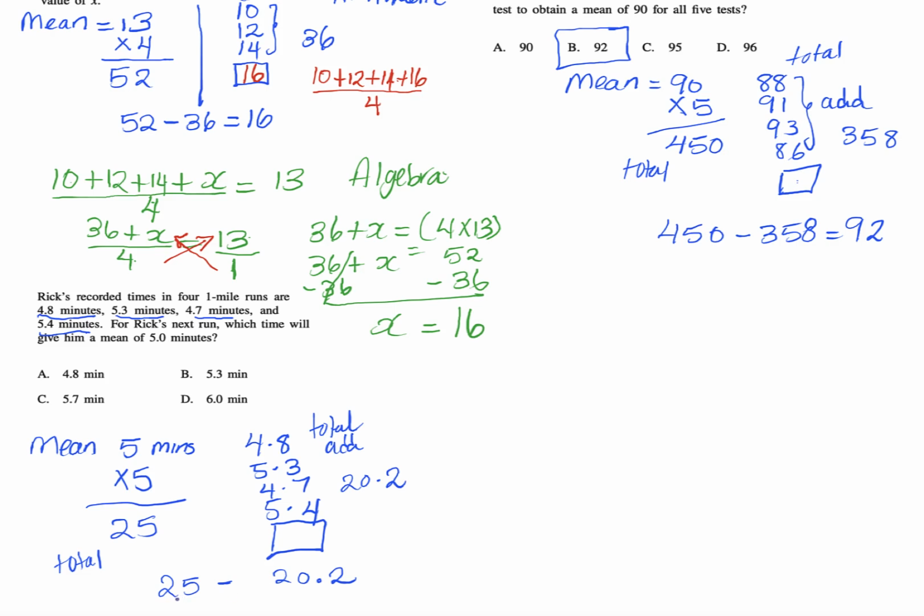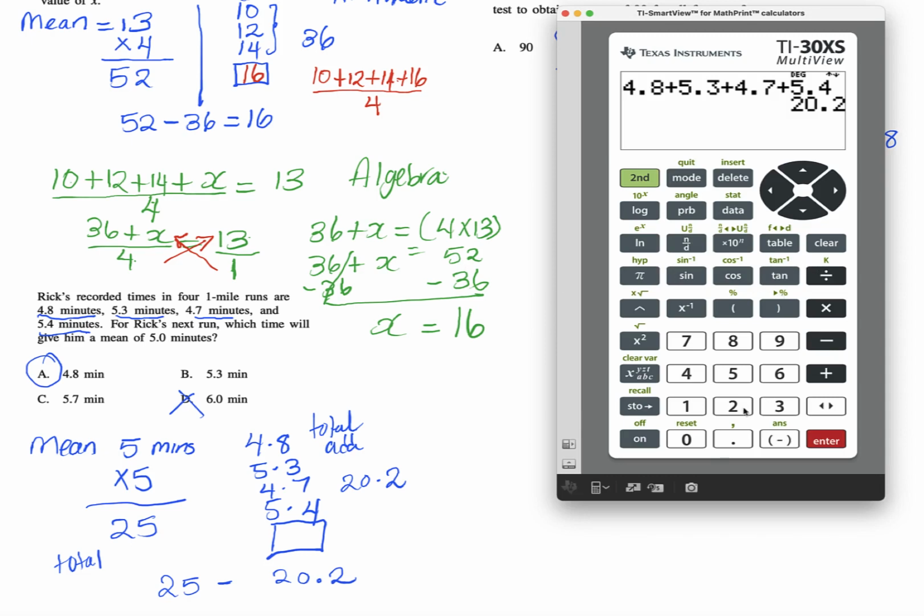So if you think of this as $25 and this as $20.20, you know you could eliminate D. That's too much. And these are more than 5. So your answer will be A, and that's without even looking at my calculator. But let's get our calculator. So 25 minus 20.2, you're going to be less than 5. So yes, your answer is 4.8.